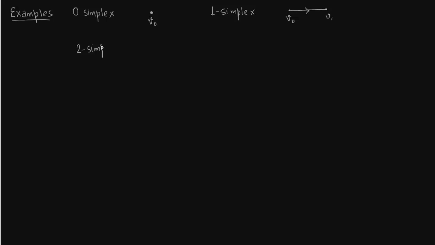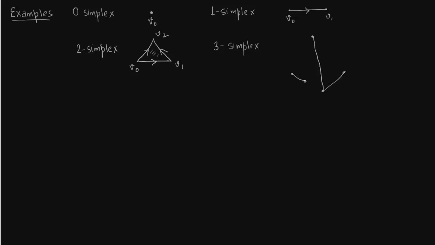So 2 simplex is a filled in triangle. Again the orientation goes from lower index to higher index. So V0 to V1, V1 to V2, V0 to V2. So this is filled in. Filled in means it is a convex combination. Later on we will embed this 2 simplex into 3 dimensions and put V0, V1 and V2 as unit vectors and take all their convex combinations, and that would mean a solid triangle.